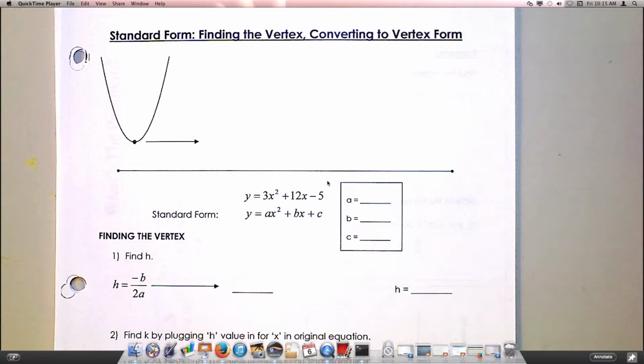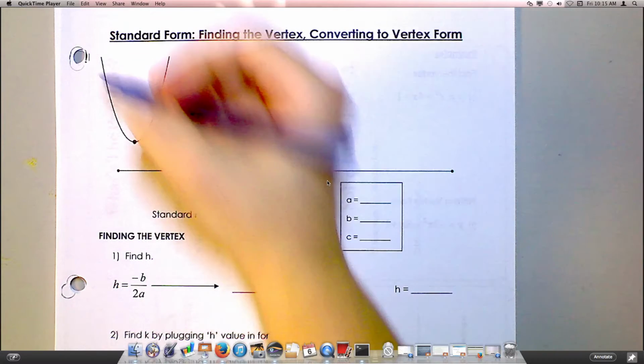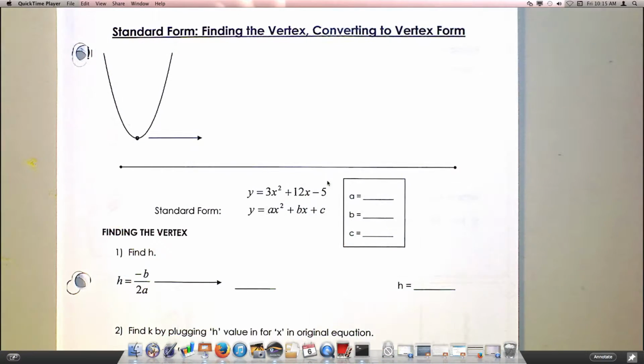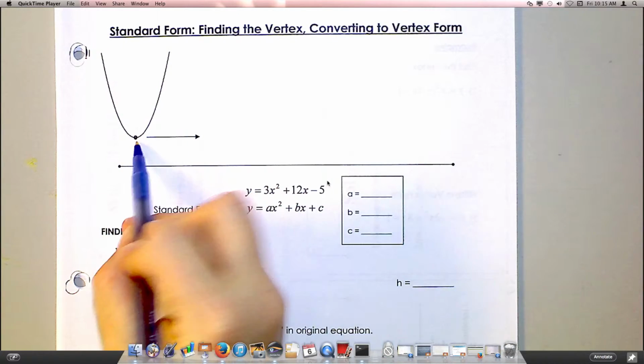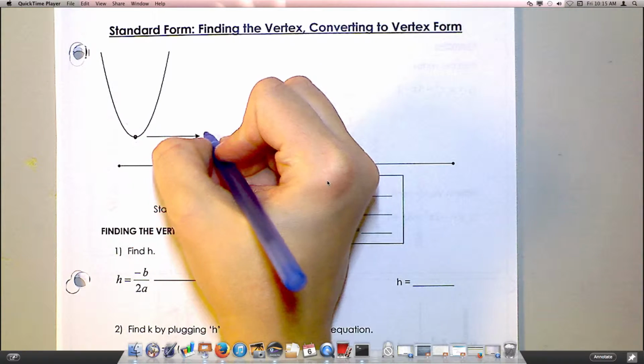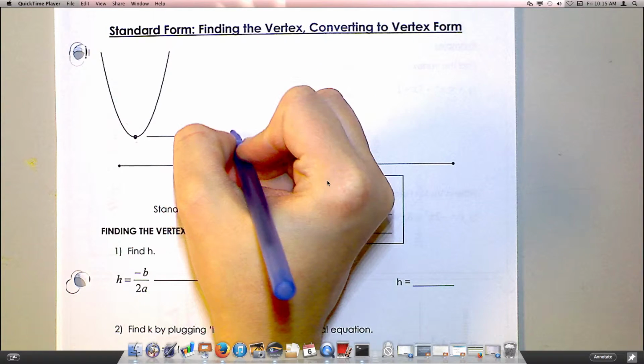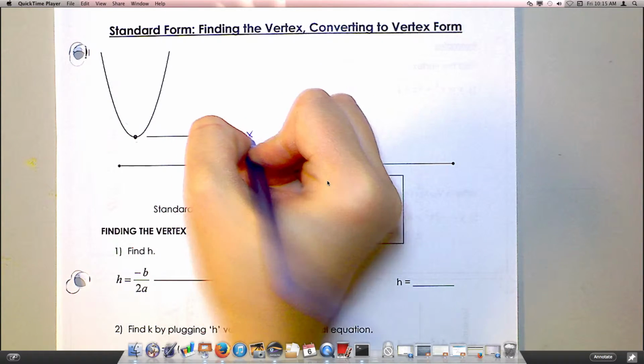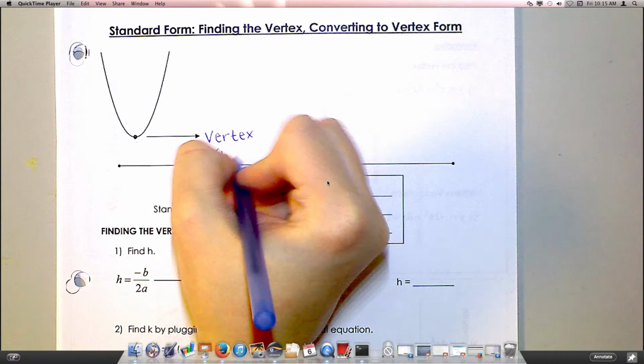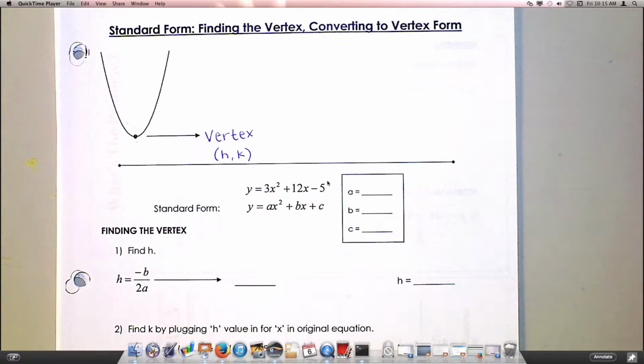So, just to review, what's this called? A parabola, and this point is called the vertex. Okay, so that's the vertex. And what letters do we use to represent the vertex? H and K, good. H and K represent the vertex. So our goal is to get something written in vertex form, which means if I could find H and K, if I could find the vertex, I'd be all set.